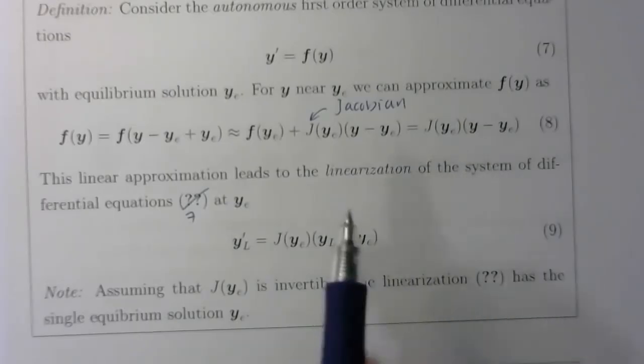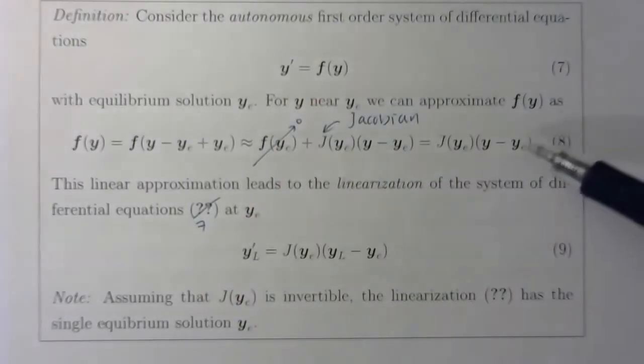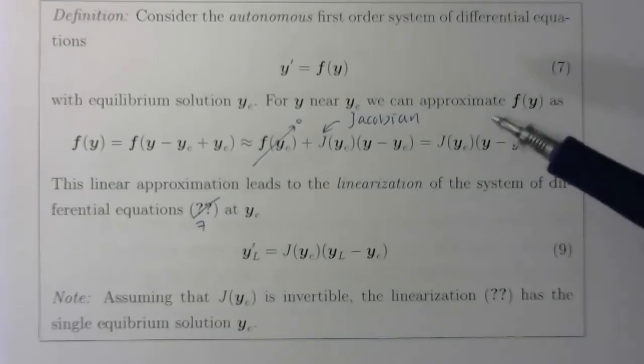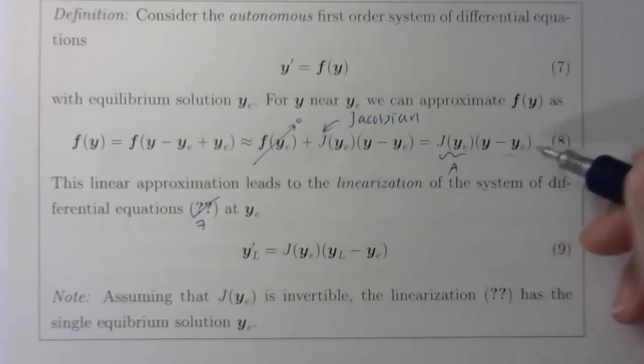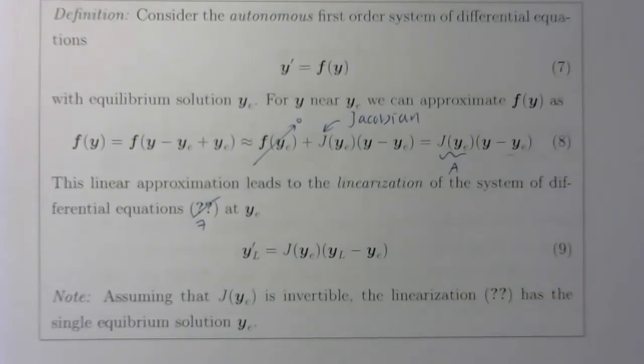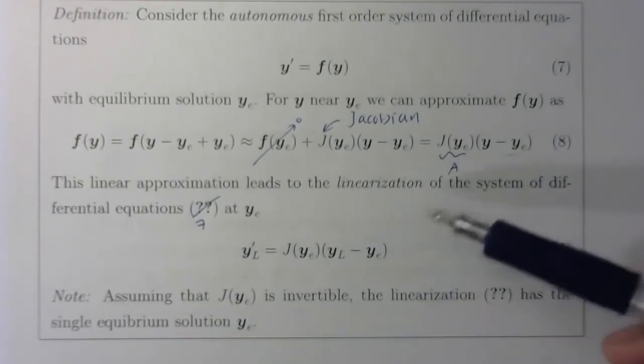Since we know that f of ye is 0, because we have an equilibrium, this simplifies to this equation here. This is a linear approximation. This is of the form y prime is equal to A, this is some A, times y plus b, where b is A times the equilibrium. So exactly the form for the theorem that we just reviewed. So we call this a linearization or a linearized system.